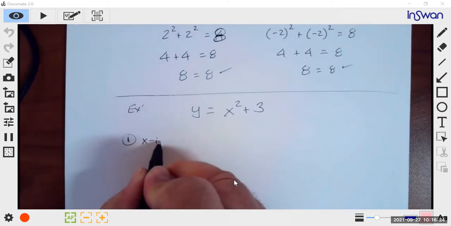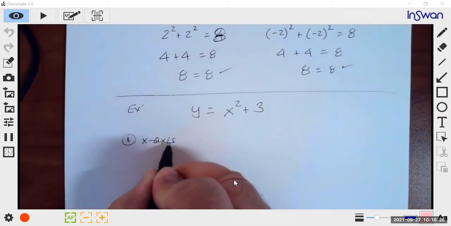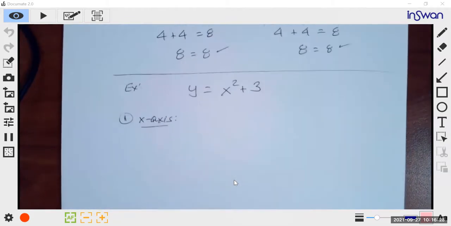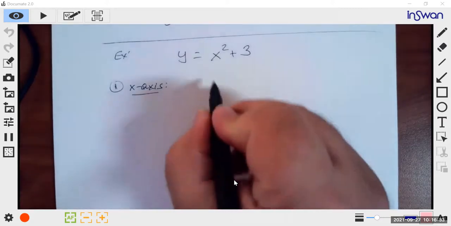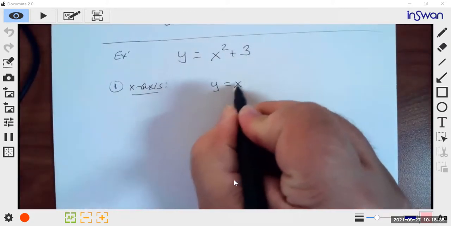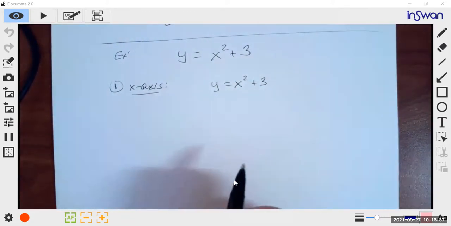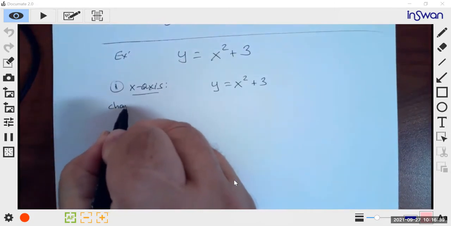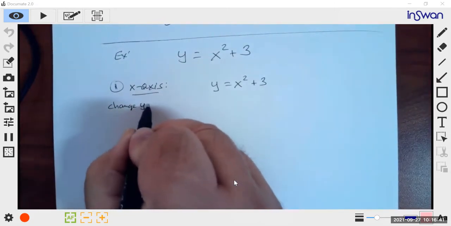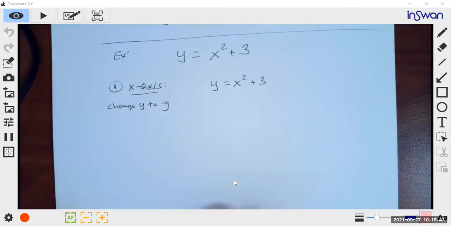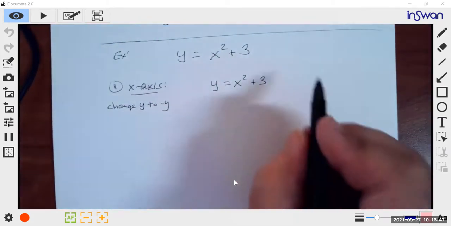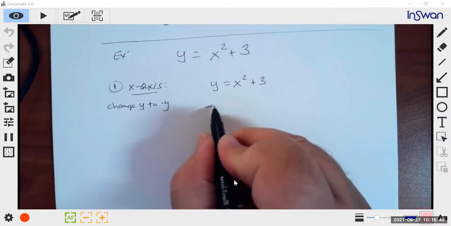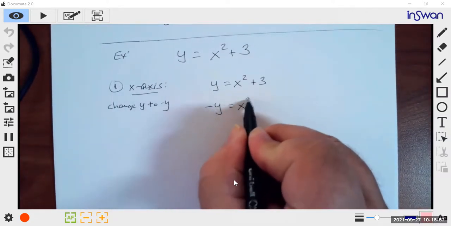Let's test if it's symmetric about the x-axis. How do you test if it's symmetric about the x-axis? Change y to negative y. So this is our original equation. So I change y to negative y.